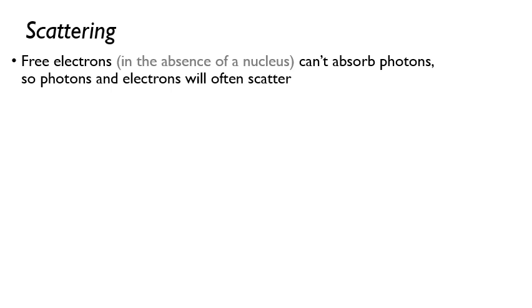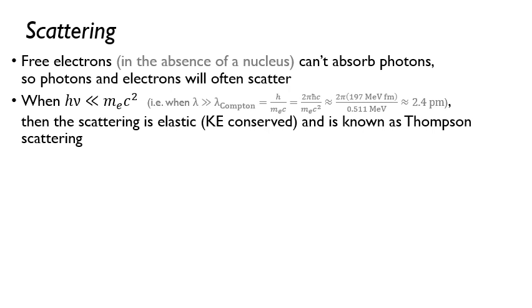So for scattering, this is primarily going to happen when photons are interacting with a free electron, because those free electrons cannot absorb the photon at all. When your photon energy is a lot less than the rest mass of the electron, which is about half an MeV, then your scattering is going to be elastic, so kinetic energy is going to be conserved here, and this is known as Thomson scattering.